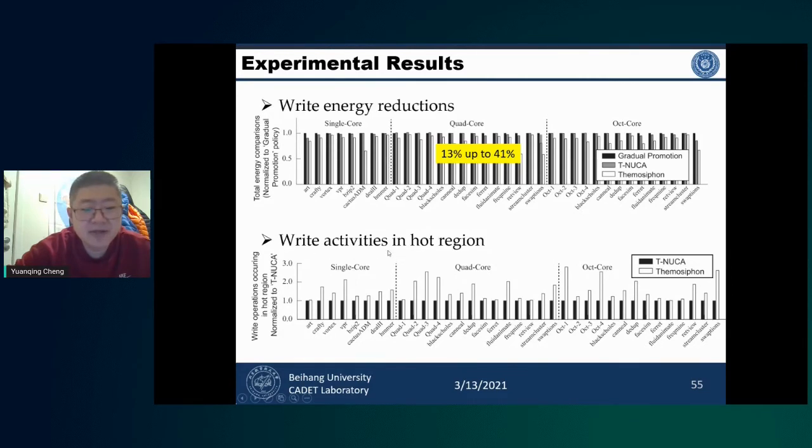This write activities evaluation in the hot region validates our technique from another perspective. From this figure, we can observe clearly that our technique can make sure more write activities happen in the hot region. That also illustrates the reason why we can save the write energy.